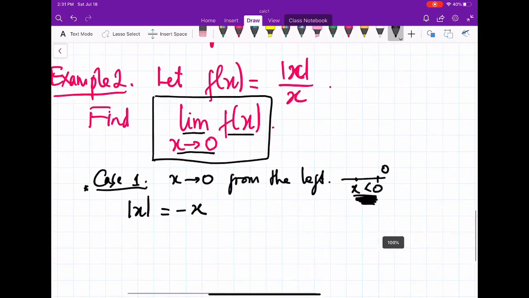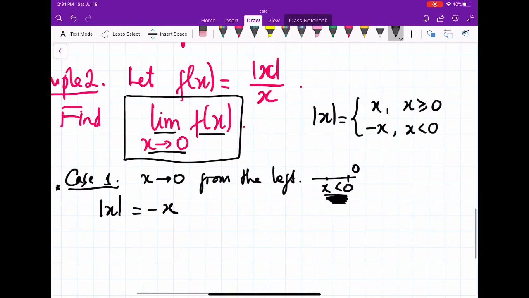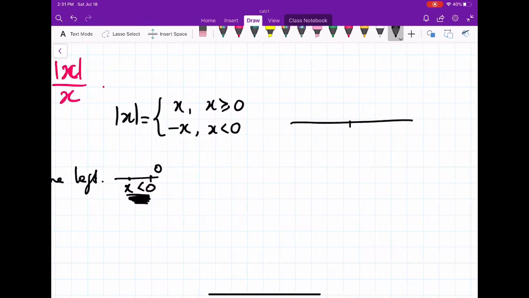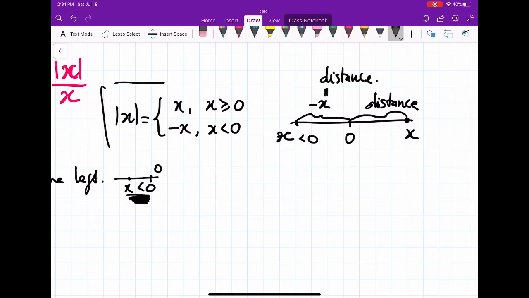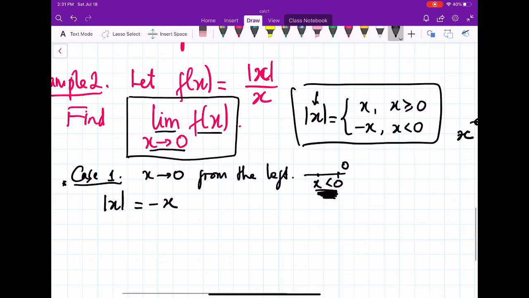Let me remind you about the definition of the absolute value of x. The absolute value of x is equal to x when x is greater than or equal to 0, and equal to negative x when x is less than 0. If you forget, the absolute value is the distance from x to the origin. So if x is bigger than 0, the absolute value is just equal to x, because that is the distance. But when x is on this side, meaning x less than 0, the distance should not be x. That should be negative x. That's why we have this. So when you see absolute value functions, we need to consider two cases: when the inside is bigger than 0 and when the inside is less than 0.